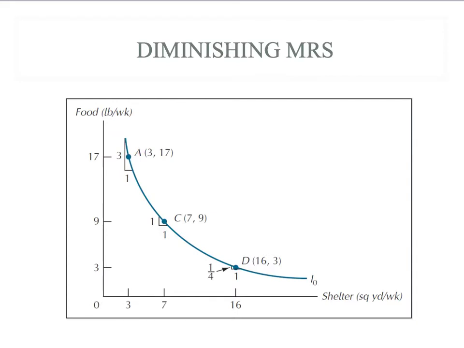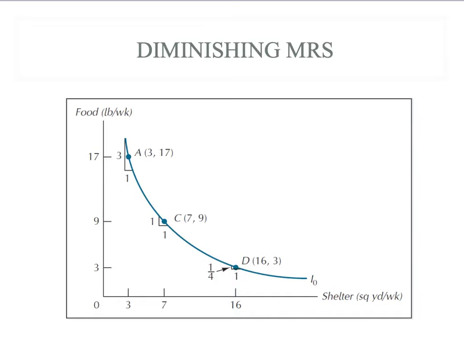Whereas if we move down the curve, we can see we have different marginal rates of substitution at different points of this curve. At the very bottom of the curve, we're giving up just 1/4 of a unit of food in order to gain 1 unit of shelter. We need 1 whole unit of shelter just from a 1/4 drop of food. So our marginal rate of substitution here of food to shelter is 1/4 unit of food to 1 unit of shelter, or a 0.25 marginal rate of substitution.